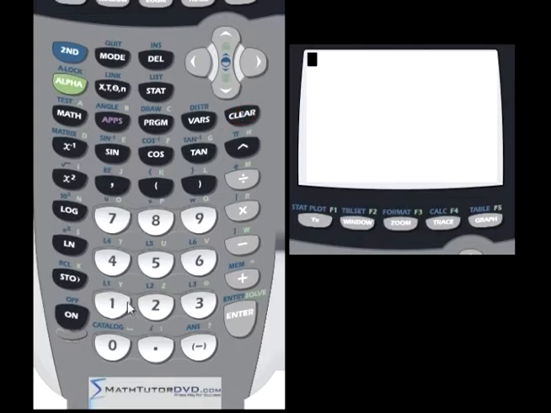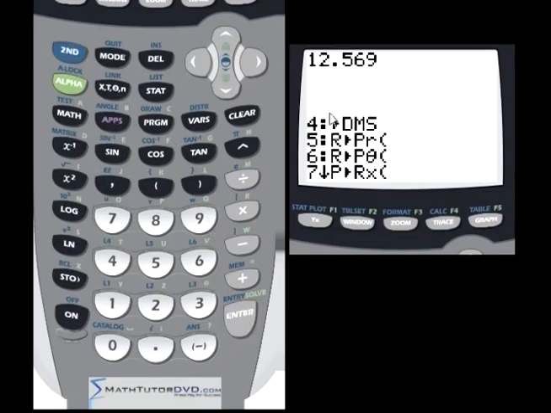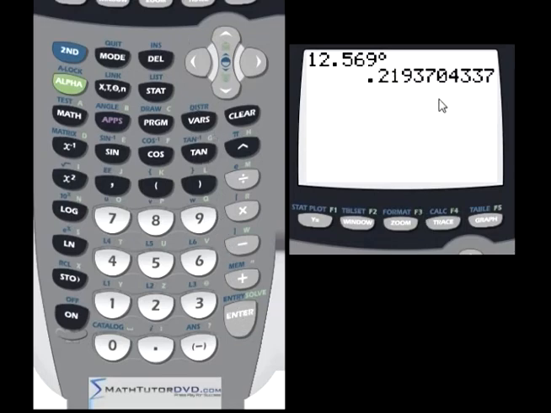You could say, okay, I have 12.569 degrees. And I'll just go ahead and put the degree mark there. So 12.569 degrees is equal to 0.219 radians. So it's really useful to be able to convert back and forth like that. And a lot of times you'll be doing that. Now, that's how you convert from degrees into radians.